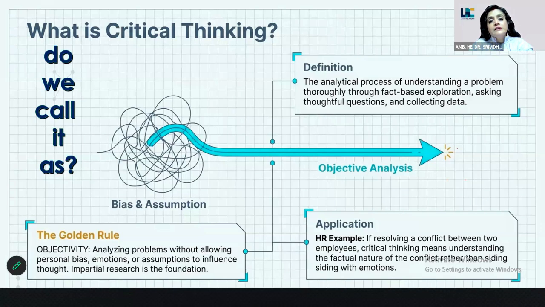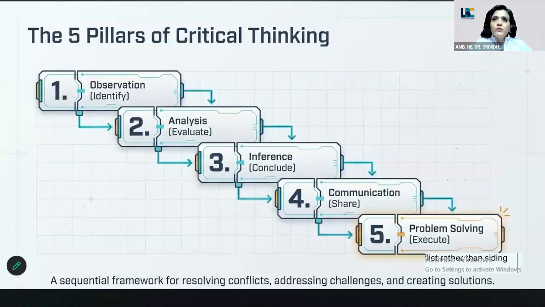So what is critical thinking? It is the analytical process of understanding a problem through fact-based exploration, asking thoughtful questions and collecting the data with objective analysis. So that's how it is. For example, if resolving a conflict between two employees, critical thinking means understanding the factual nature of the conflict rather than siding with emotions.